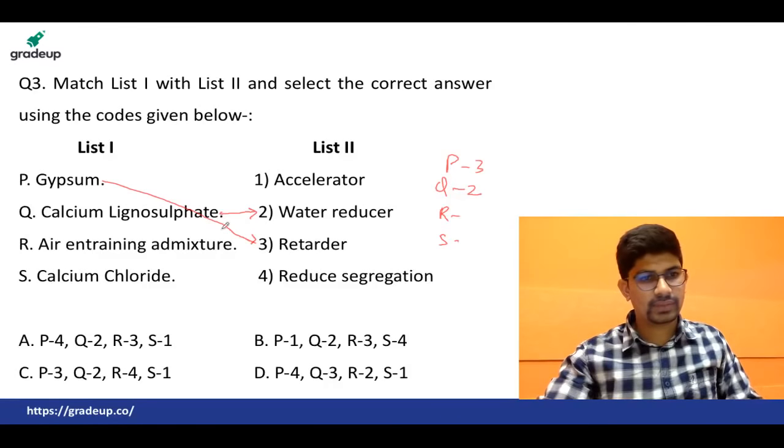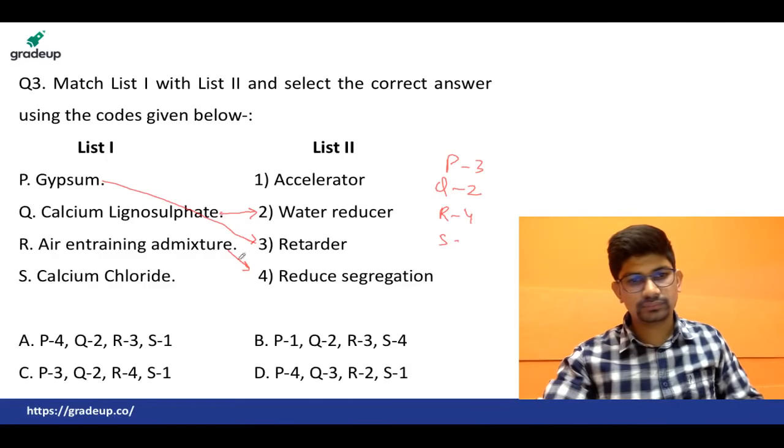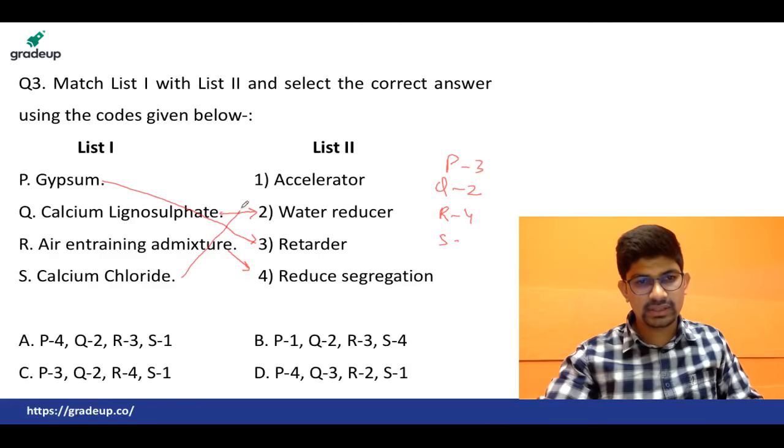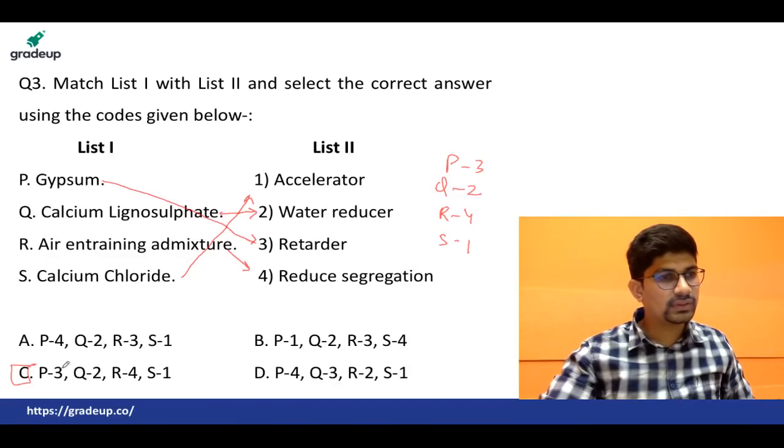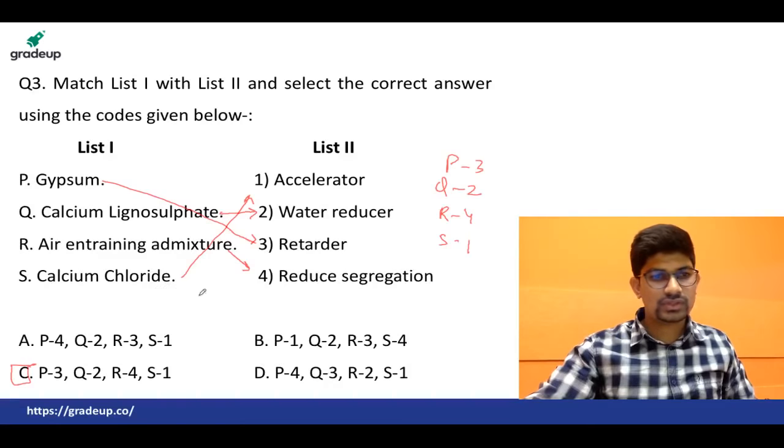Then air entraining admixtures reduce segregation. And calcium chloride is an accelerator, 1. So 3, 2, 4, 1. Yes, C is the correct answer. Almost everyone has solved it correctly, very well. So this is question number 3.